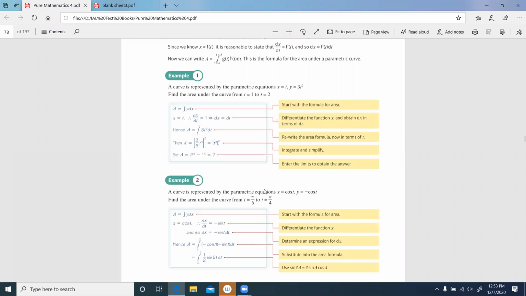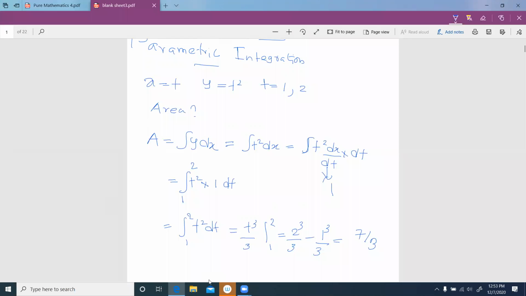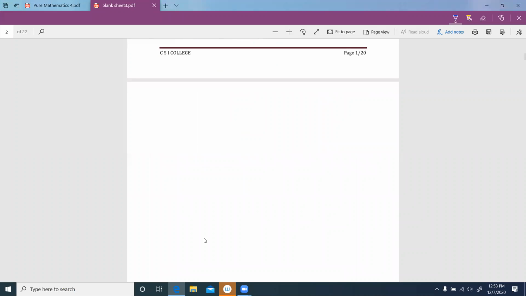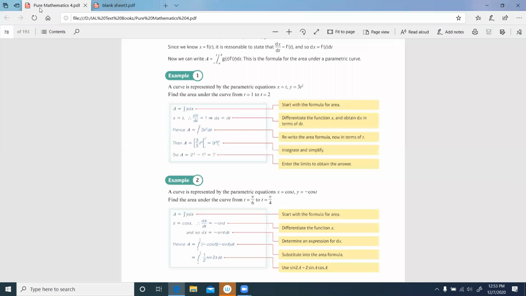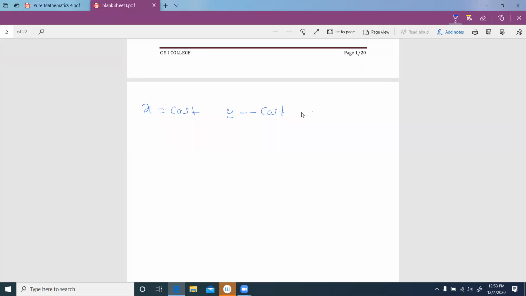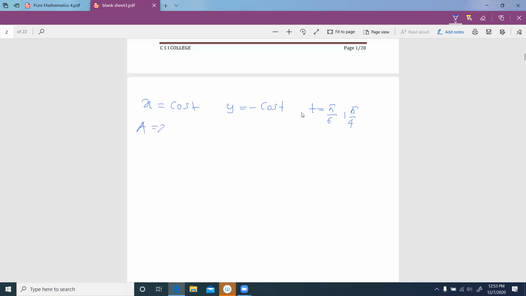All right, okay. x equals cos t and y equals minus cos t. So they have given a function somewhere like this. x equals cos t and y equals minus cos t, and the information given over here is that t varies from pi by 6 to pi by 4. We need to find the area with it, right? Area is a problem we have to come across.